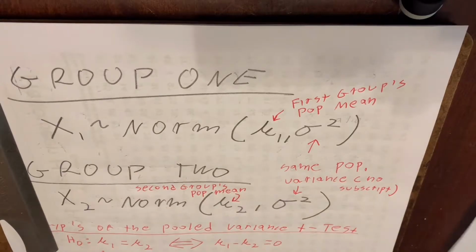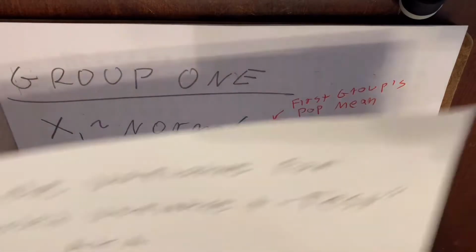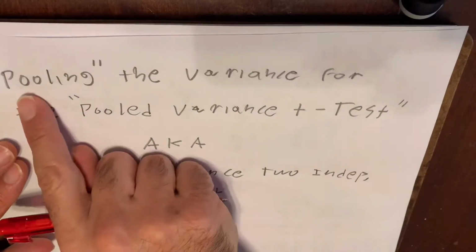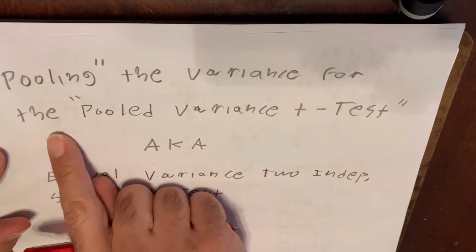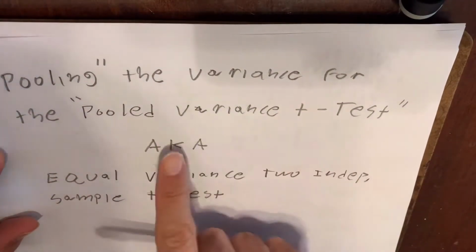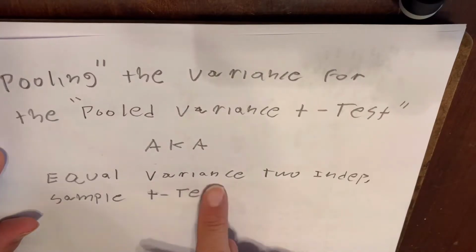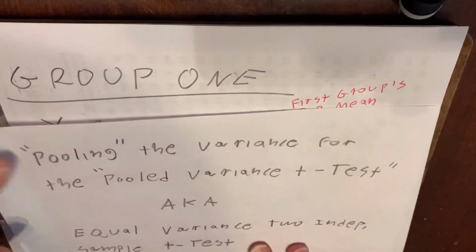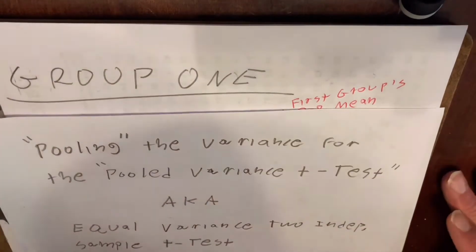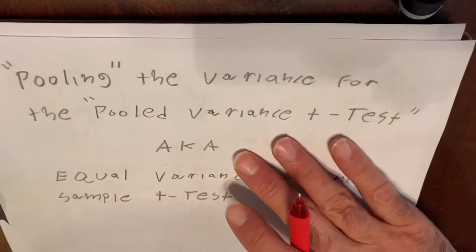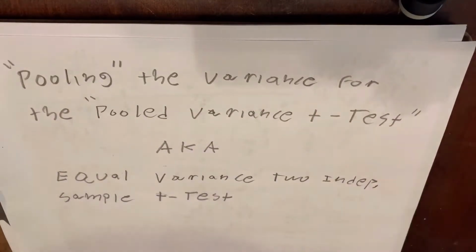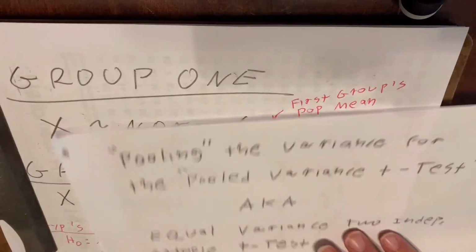So once you have this warm-up done, now I'm going to show you pooling the variance for the pooled variance t-test, also known as the equal variance two independent sample t-test. So in this case, let's assume we have two groups, because this is called the two independent sample t-test. So we have two groups that we're interested in.